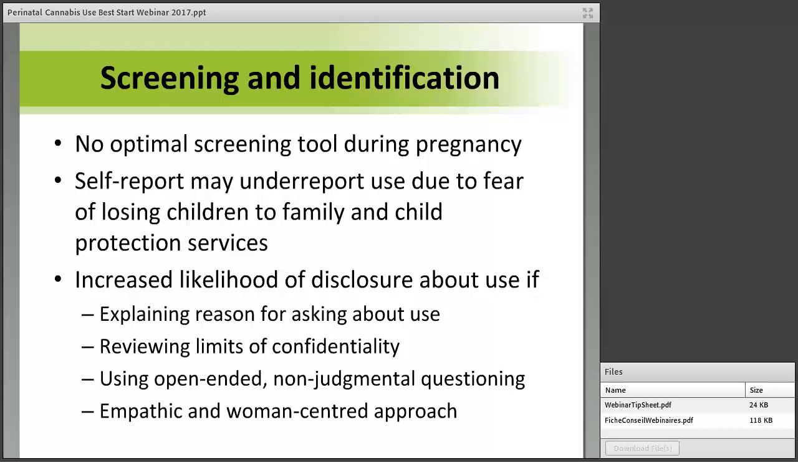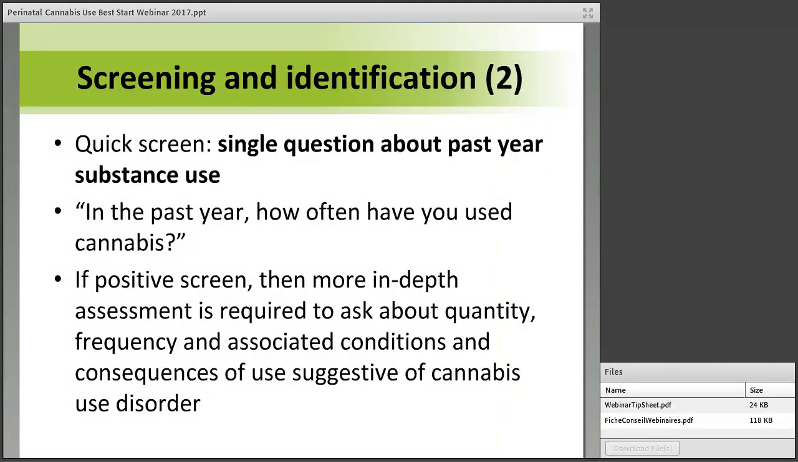And there's evidence that being asked about alcohol and other substances in a detailed manner may actually raise awareness among women about their substance use and may be more likely to actually modify this behavior. So screening, even if you don't identify, may raise that awareness for the mom. So it is a positive to be asking the questions.